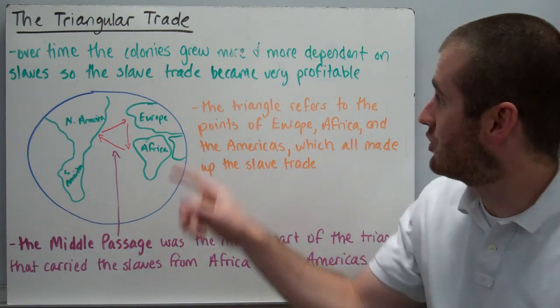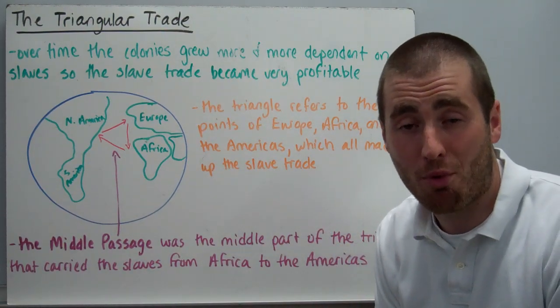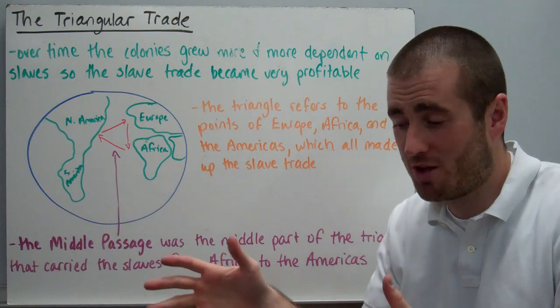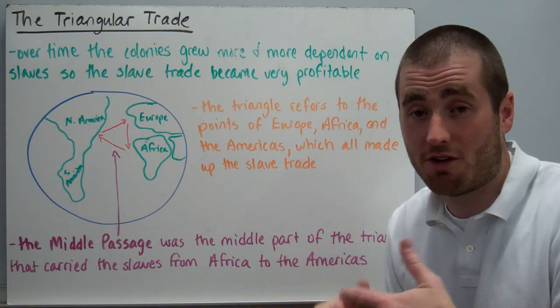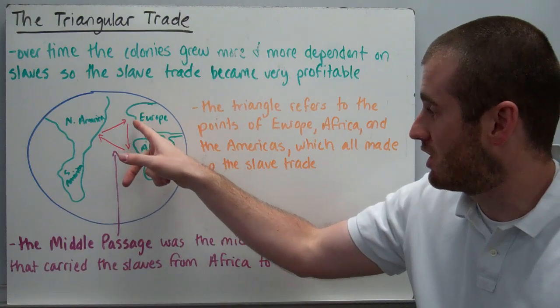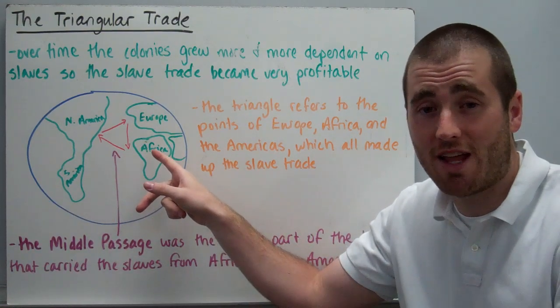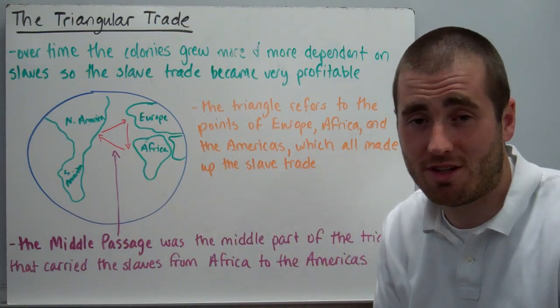So over time, the colonies grew more and more dependent on slaves. So the slave trade became very profitable, and you had European slave traders that were selling and trading slaves and making a huge profit off of that. And here's the triangular trade. So you can see the ships leave Europe, they sail down to the coast of Africa, and they take advantage of the people in Africa and force them into slavery.